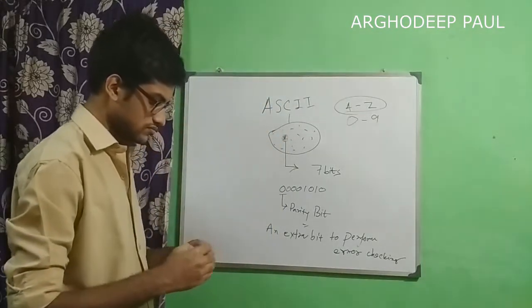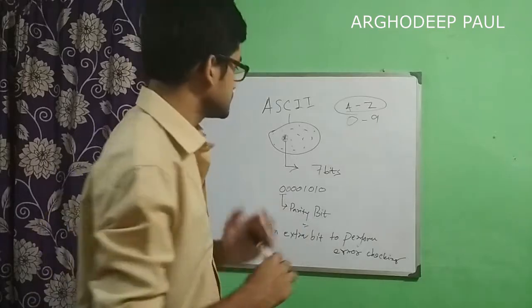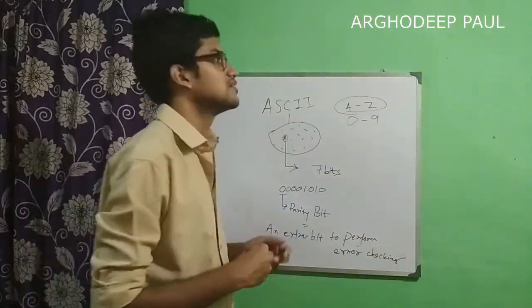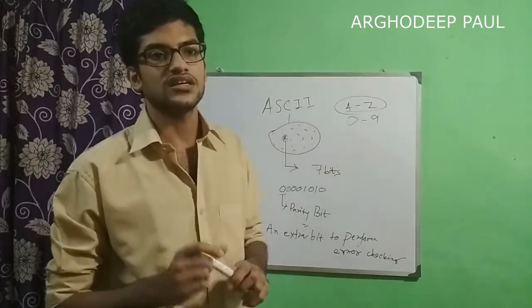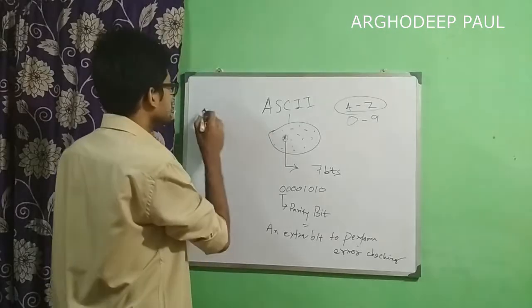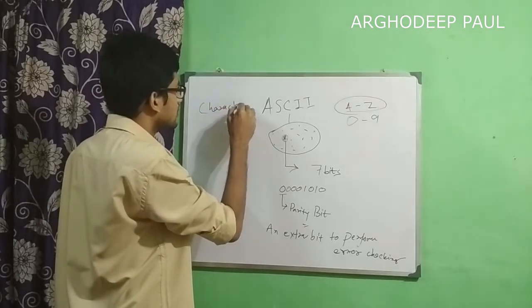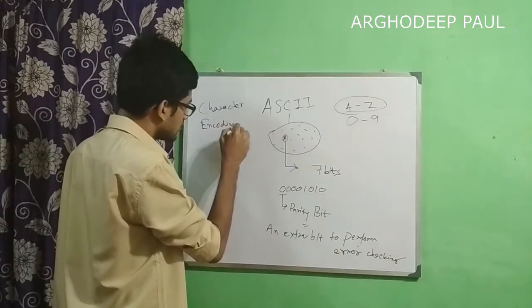So what's the summary right now? The summary becomes: ASCII itself is a character set, or better to say, a character encoding scheme. So ASCII, what is this? Character encoding scheme.